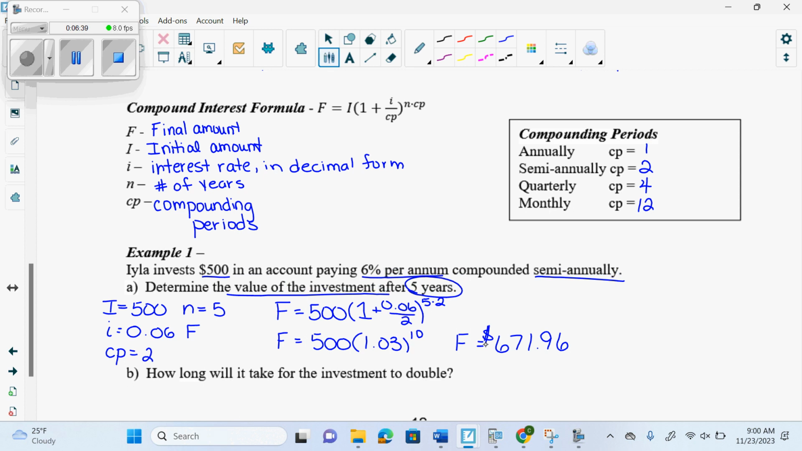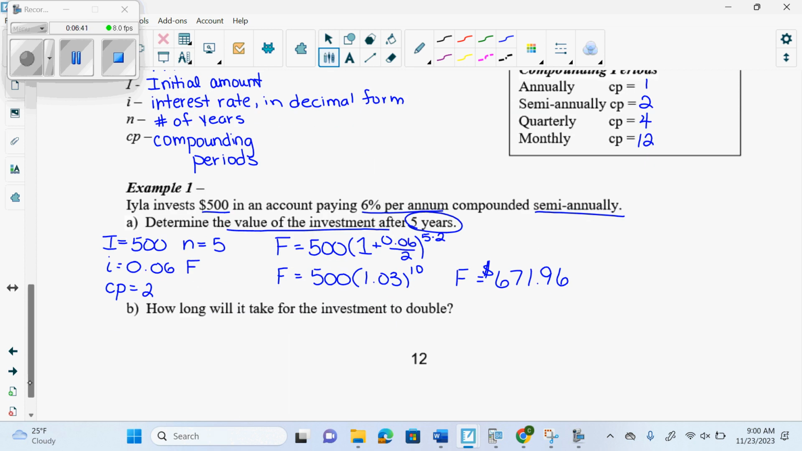Okay. So now this one says, how long does it take for the investment to double? So it has to double, so our final is going to be 1,000 equals 500. All of this is set up the same. 1 plus 0.06 divided by 2. But now I have n times 2, right? What do I do when I have that initial, guys? What did we say? Divide. You always divide. If you have the initial and the final, your first step is always division.